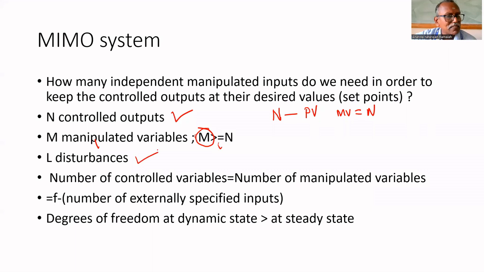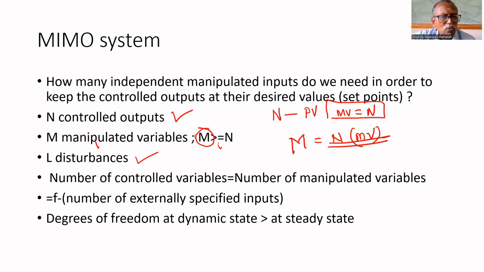The number of disturbances is L. Therefore, the number of manipulated variables must be equal to the number of process variables. We have to pick n manipulated variables among m. Out of m, we have to select n manipulated variables.